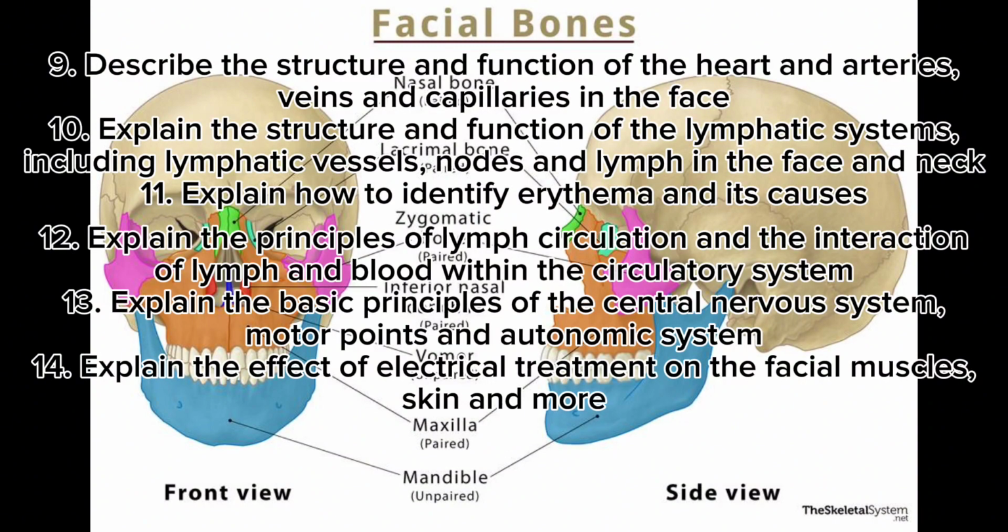10. Explain the structure and function of the lymphatic systems, including lymphatic vessels, nodes and lymph in the face and neck. 11. Explain how to identify erythema and its causes. 12. Explain the principles of lymph circulation and the interaction of lymph and blood within the circulatory system.